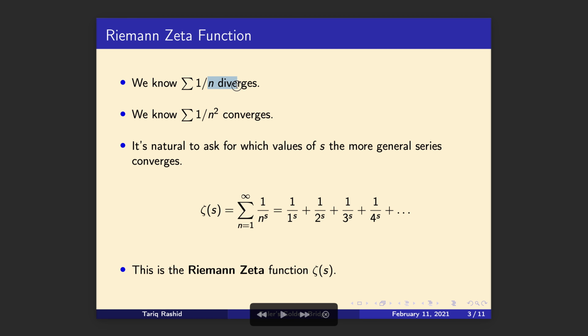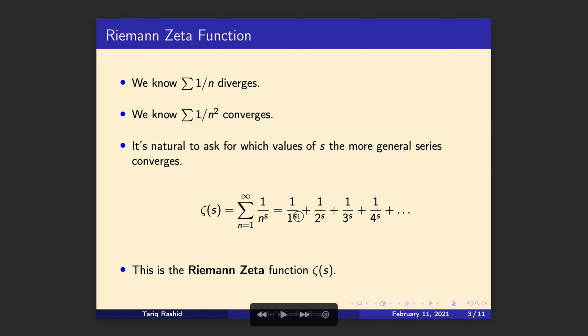So if this one diverges and this one converges, it's natural to ask, what happens if we change the power? The power of n here is 1, here it is 2, what about 3, 4? And we can write a general expression. So instead of just 1 over n or 1 over n squared, we can say 1 over n to the power of s. So we've introduced a parameter which we can tweak called s, and we can write out this infinite sum of 1 over 1 to the s plus 1 over 2 to the s plus 1 over 3 to the s, and so on.